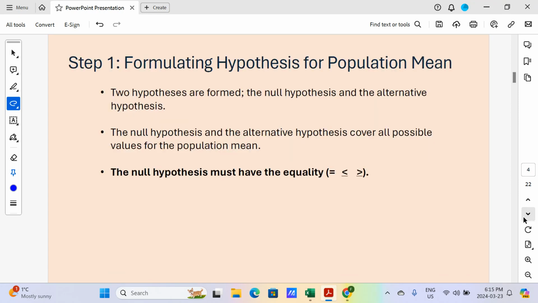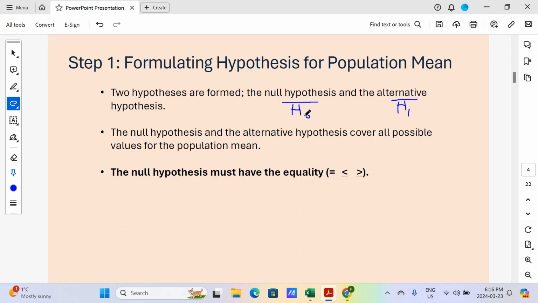Okay, so look at here. Let's talk about step 1, how to formulate hypothesis for population mean. Okay, we can follow the same steps for hypothesis testing for proportion, for example. So look at here. When you are going to formulate hypothesis for the mean, you need to form two hypotheses, null hypothesis and alternative one. The null hypothesis or H0, we make based on the information in the claim, and also we make the alternative one based on the information we have in the claim or assumption. I'm going to show you how to make them in some examples.